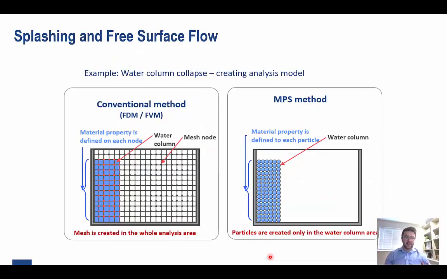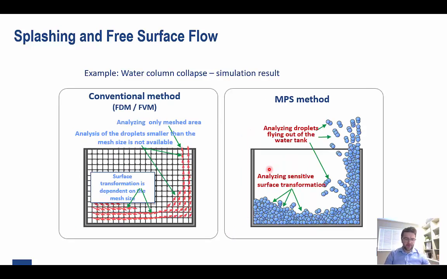So that becomes clear in this very simple water column collapse example. In the conventional method, you see that initially we have the fluid in this blue block on the left-hand side. However, at every single time step, we are solving on all of these nodes. And in this white region, we don't really care what's going on right now. The fluid's not there, we're not interested, so we are wasting computational time.